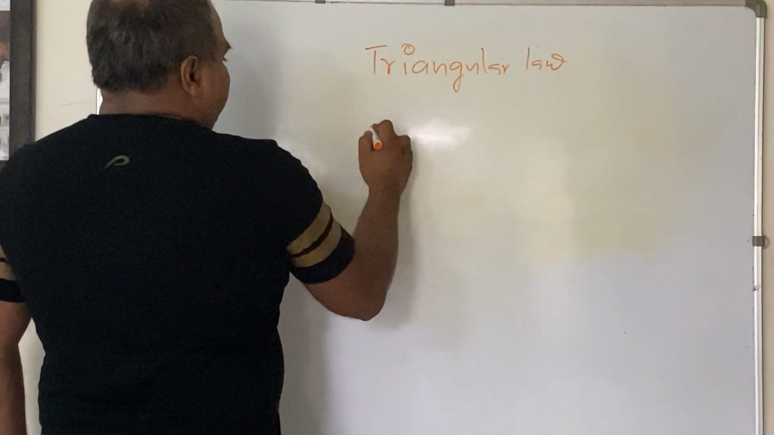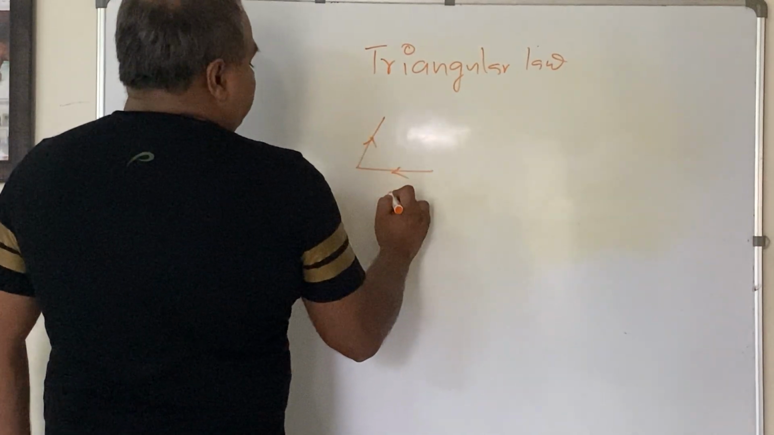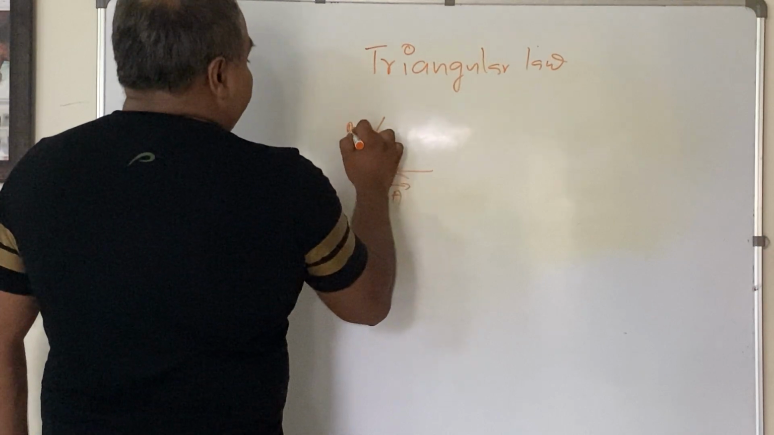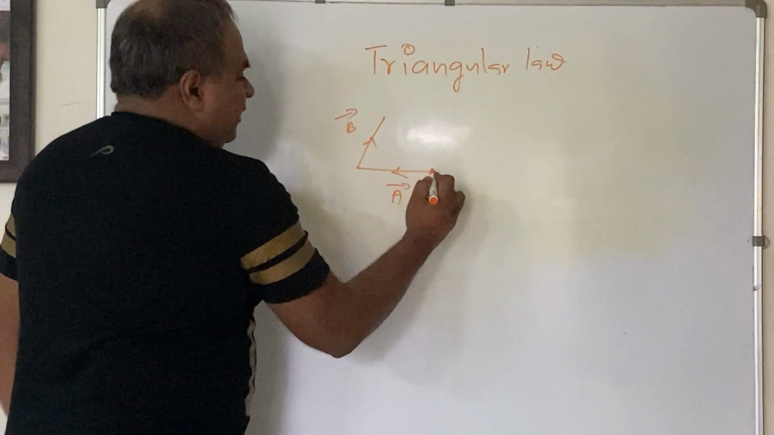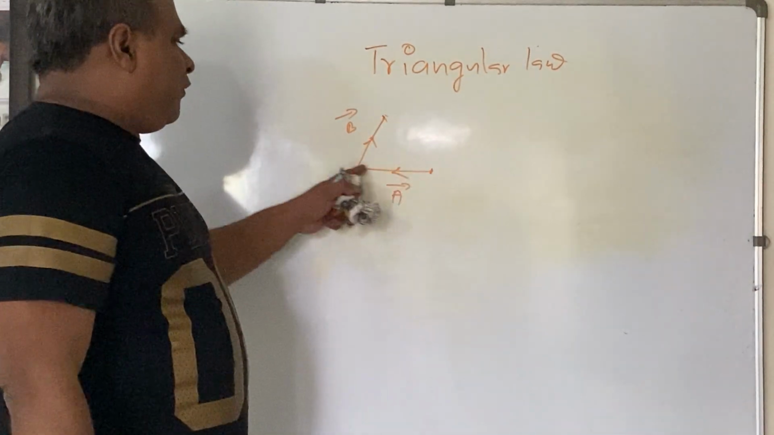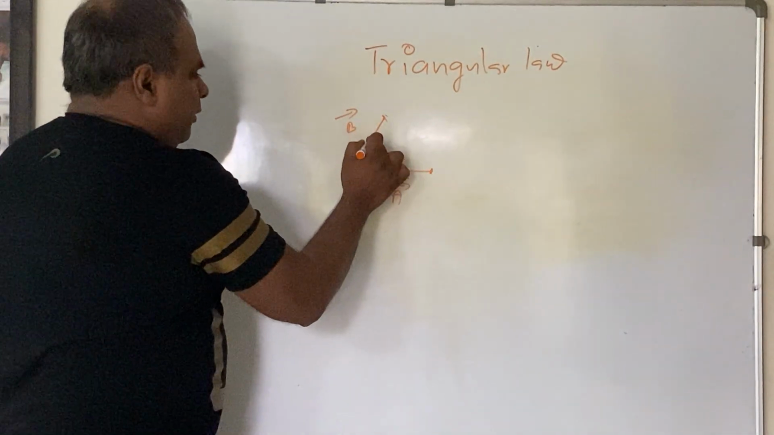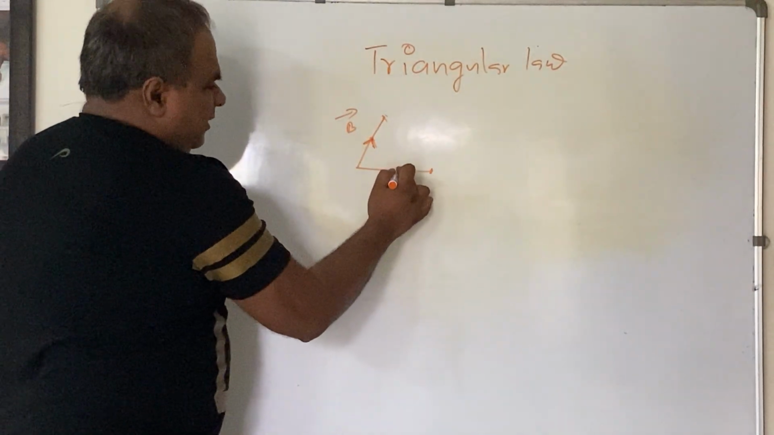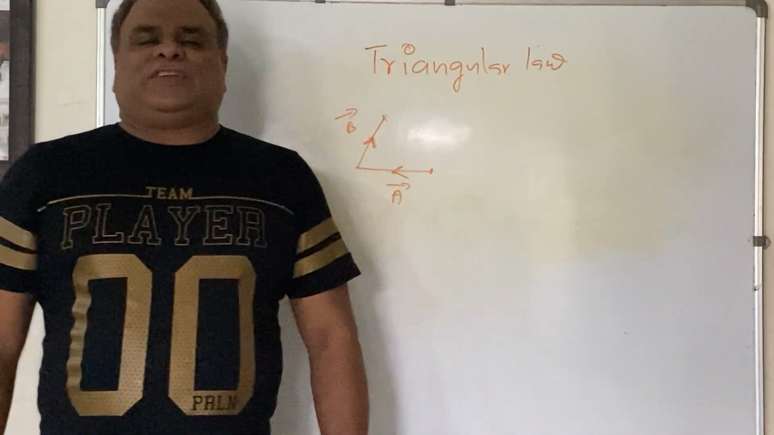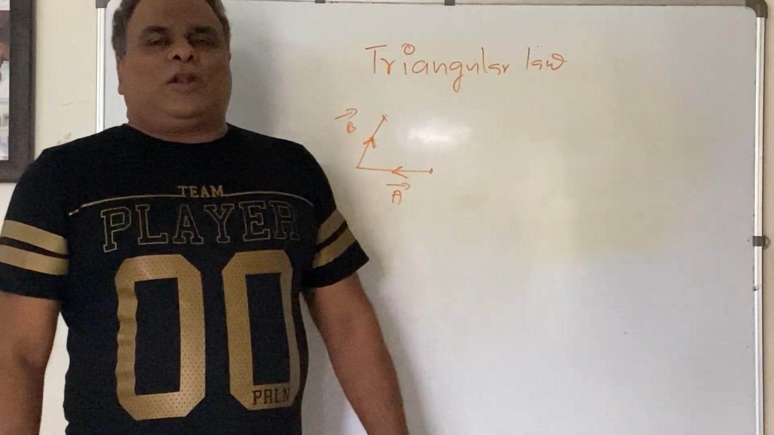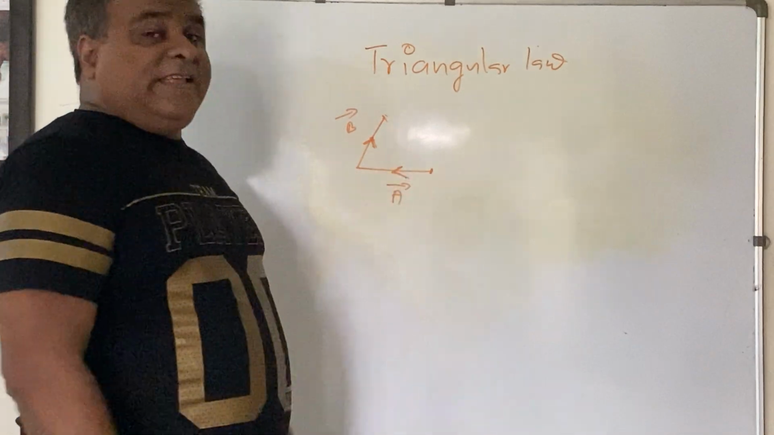See, as we discussed, if two vectors are in order, this is vector A and this is vector B. This is the starting point and this is the ending point. These two vectors are in order, both are in clockwise direction. See, this is the arrow. This is in this direction, this is in this direction. These two vectors are in clockwise direction. What is triangular law? Triangular law means, let us consider this as displacement.